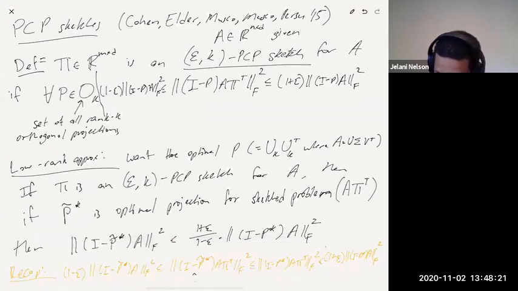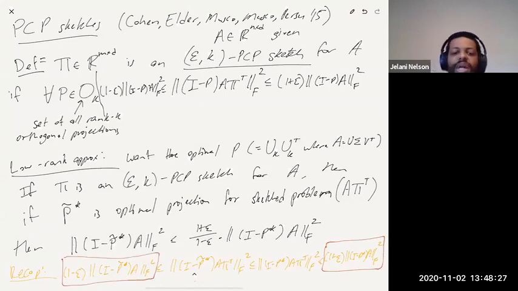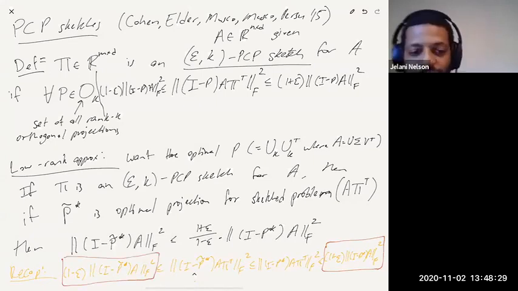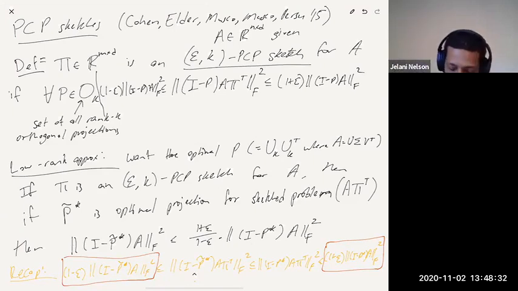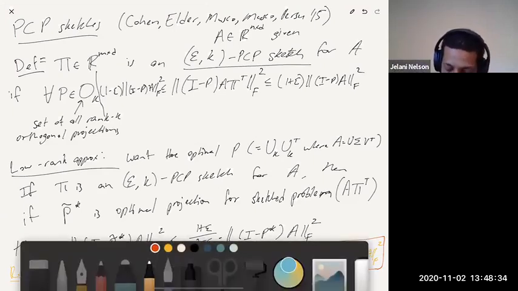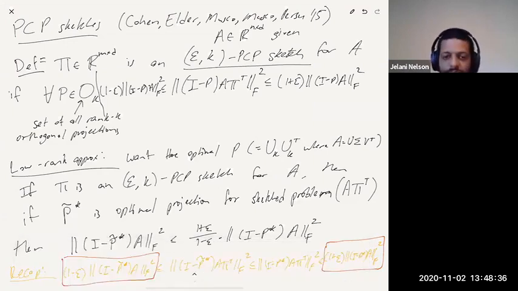If you just take this and compare it with this, you divide both sides by 1 minus epsilon, and you get that sketch and solve works. Okay. So that's PCP sketches. And I want to say one more thing about them before I go forward into proofs.